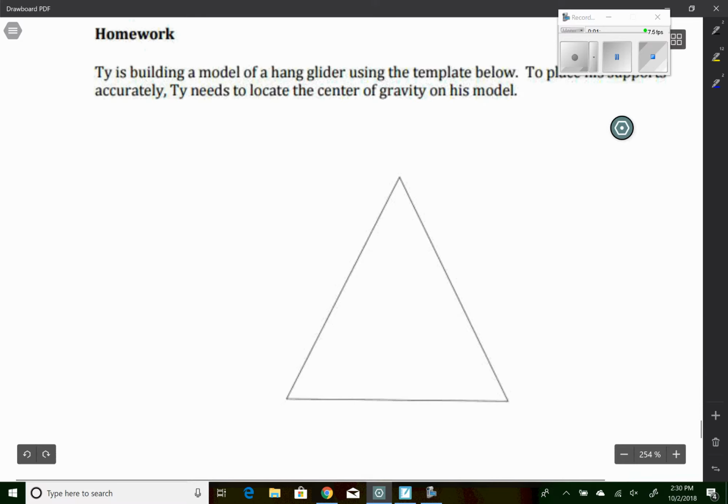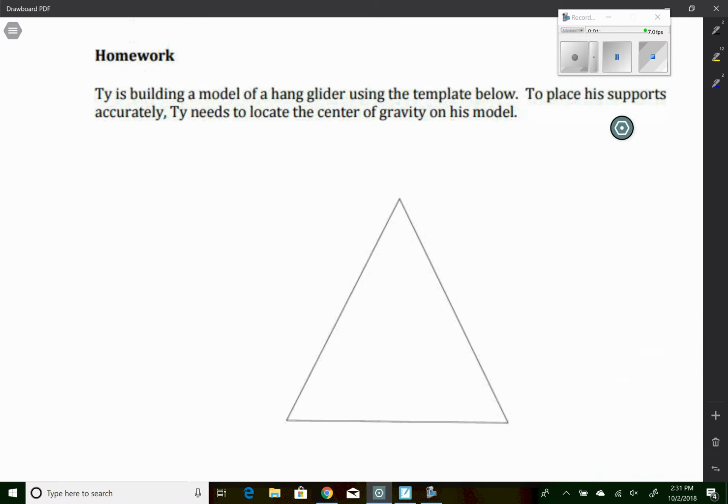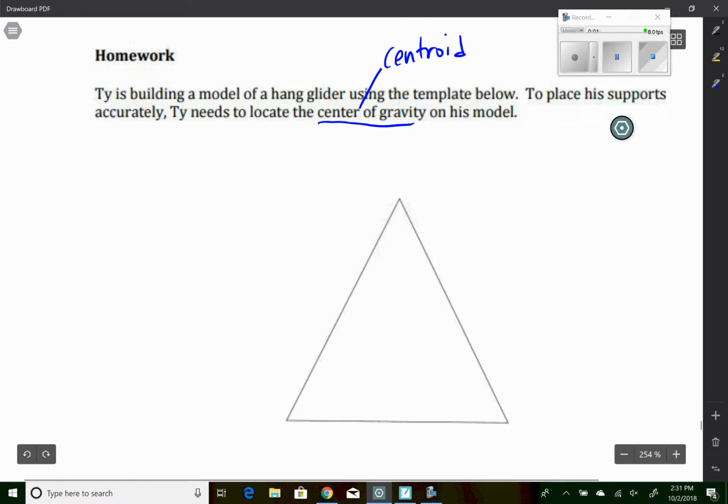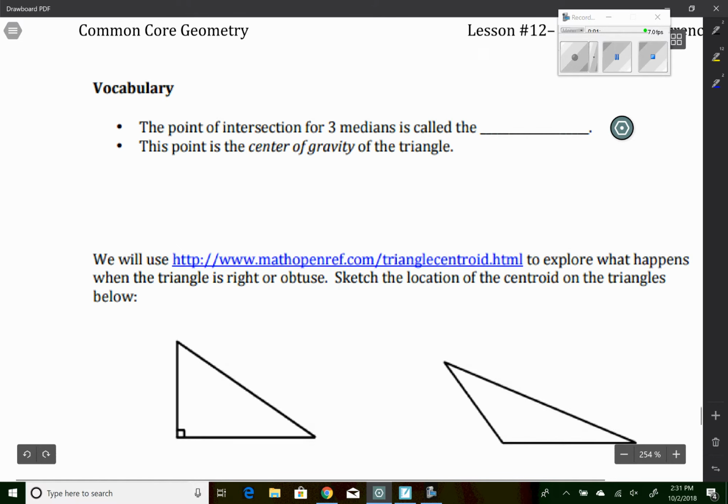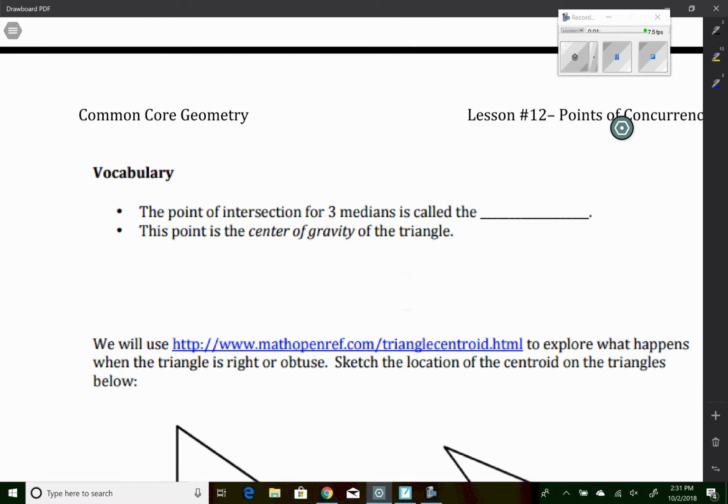So let's talk homework. The first question says, Ty is building a model for his hang glider, and he's using this template below. He wants to place his supports accurately, and he needs to find the center of gravity. Even though it doesn't say, the center of gravity is really just the centroid. The centroid, if you remember from the lesson in class, is created by the 3 medians.